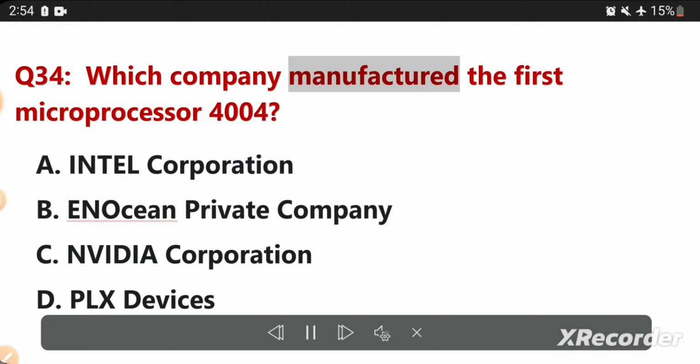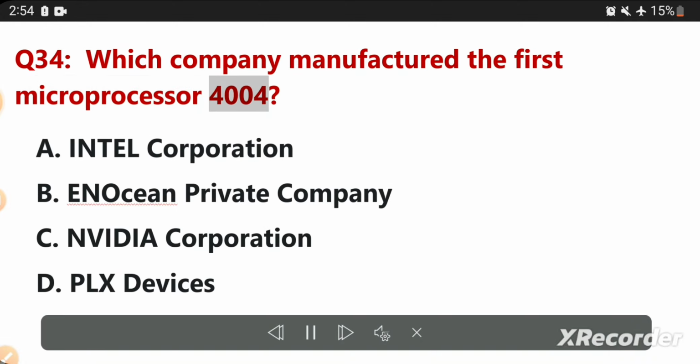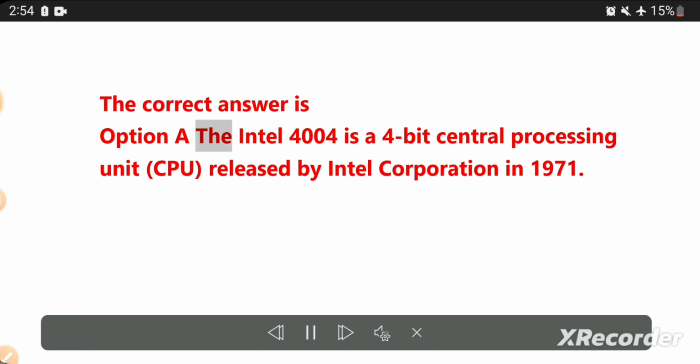Q34. Which company manufactured the first microprocessor 4004? Intel Corporation, Ennesian Private Company, NVIDIA Corporation, Plex Devices. The correct answer is option A. The Intel 4004 is a 4-bit central processing unit (CPU) released by Intel Corporation in 1971.